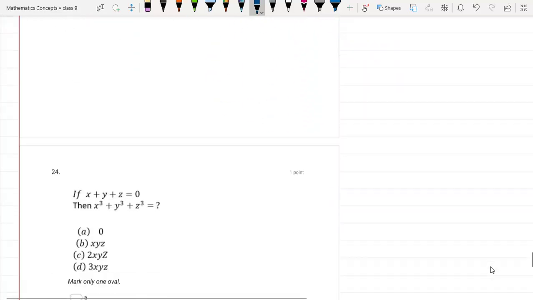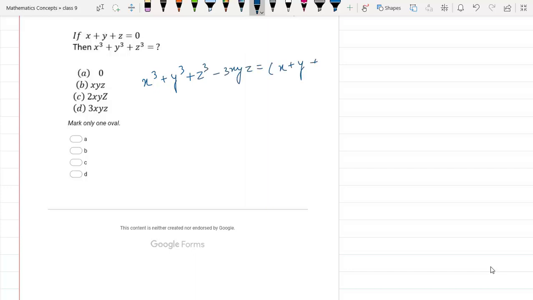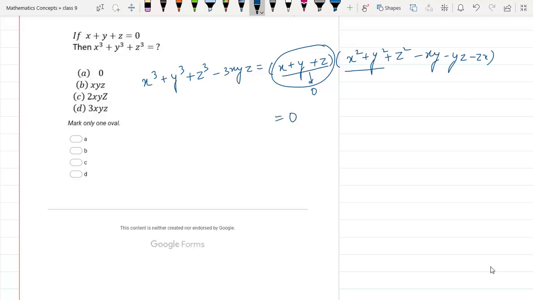If x plus y plus z equal to 0, then the value of this thing. We all know this formula. This formula is actually x cube plus y cube plus z cube minus 3xyz is equal to x plus y plus z bracket x square plus y square plus z square minus xy minus yz minus zx. Now the question itself is saying that this portion is 0. If this portion is 0 and 0 multiplied by anything will be again 0 only. So we can say x cube plus y cube plus z cube, let's take this part to the right side, is equal to 3xyz, and hence the answer is B.